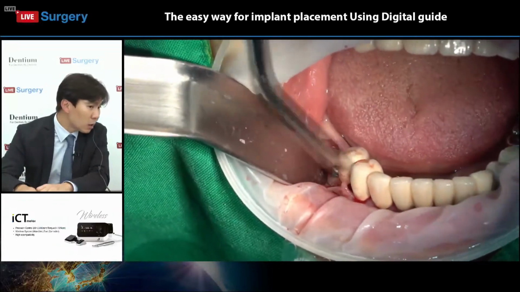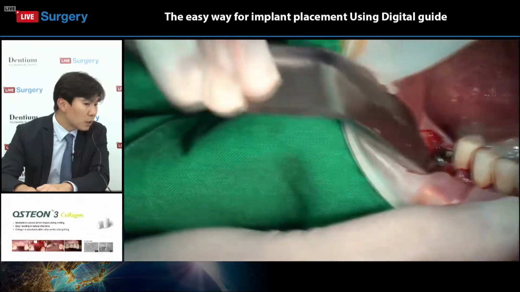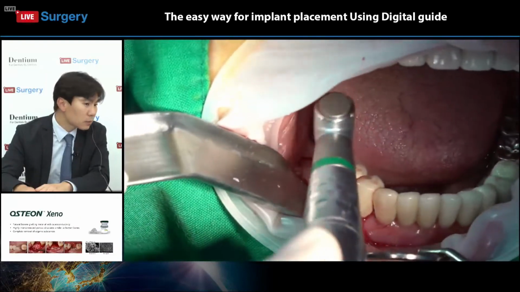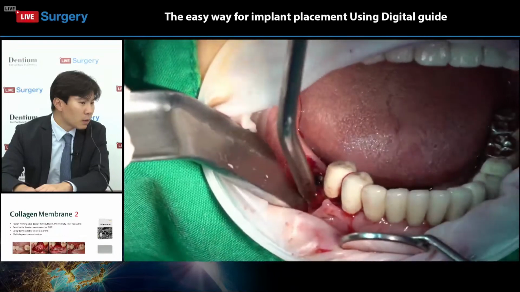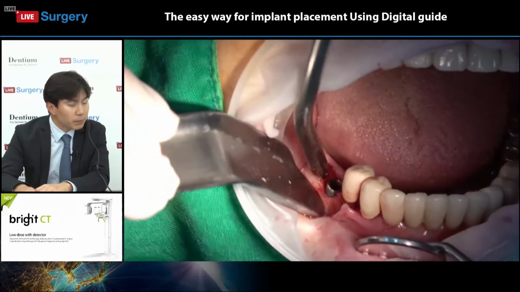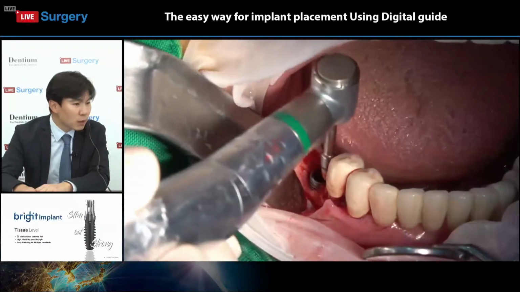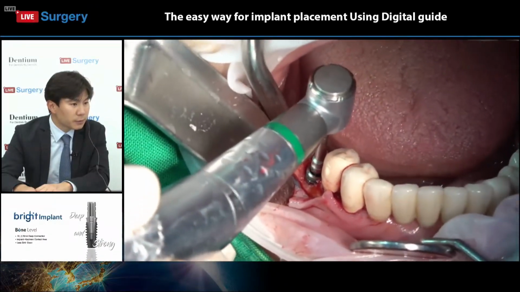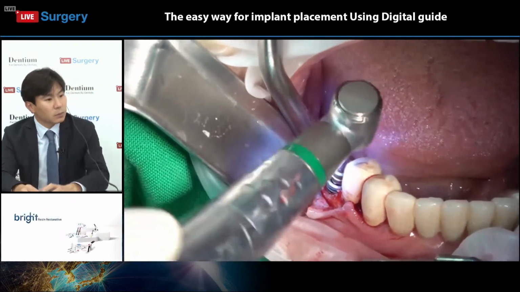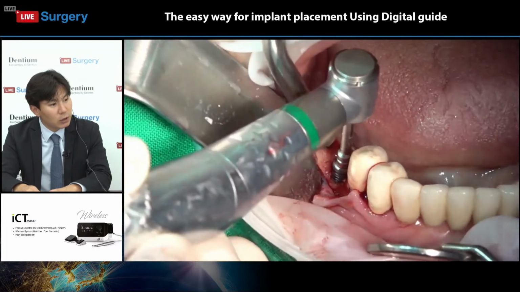He is checking the implant position. You see, the implant is not yet fully inserted. And he wants to make a proper implant position without guide. He's pulling out the implant in a reverse motion.